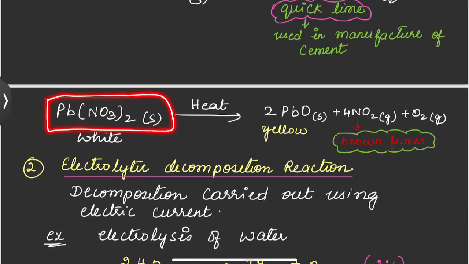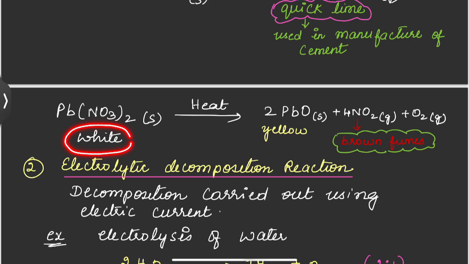One more example let us study, that is lead nitrate. Lead nitrate is again a white color solid. So the colors you have to remember. That is why I have written at the bottom. Pb is lead, NO3 is nitrate. Lead nitrate is a white color solid. When you heat it, it will produce lead oxide. Lead oxide is yellow in color, along with the liberation of two types of gases, nitrogen dioxide and oxygen gas.